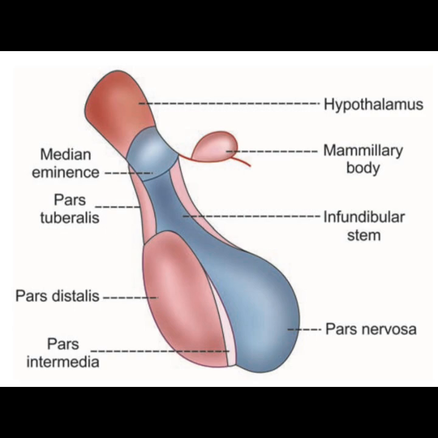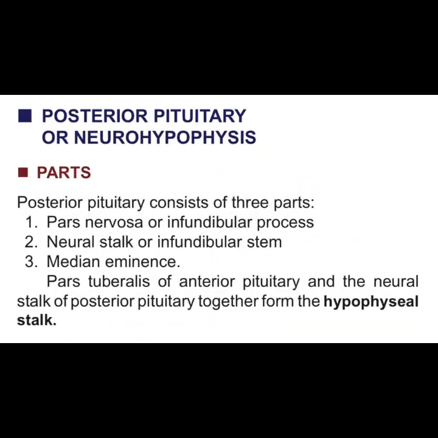And I told you the posterior pituitary gland can also be called the neurohypophysis, while the anterior pituitary gland can be called the adenohypophysis. So this is how they are named. We have given you the structures of the anterior, and I'm giving you the structure of the posterior: pars nervosa or infundibular process, neural stalk or infundibular stem, then you have the median eminence.